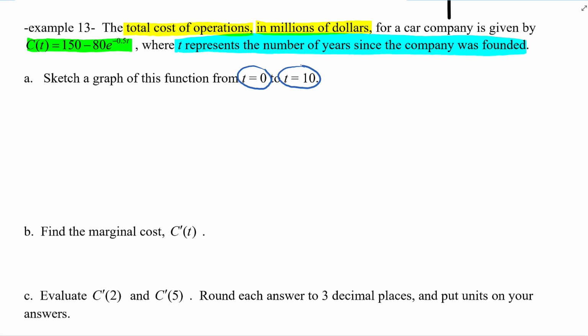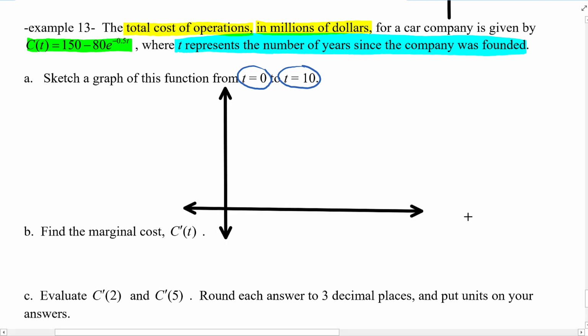I'm going to go ahead and draw a coordinate plane here with a vertical axis and a horizontal axis. I'm going to label these axes. The horizontal axis is going to represent t in years, and C of t is going to be the vertical axis, which is going to represent the total cost of operations in millions of dollars.